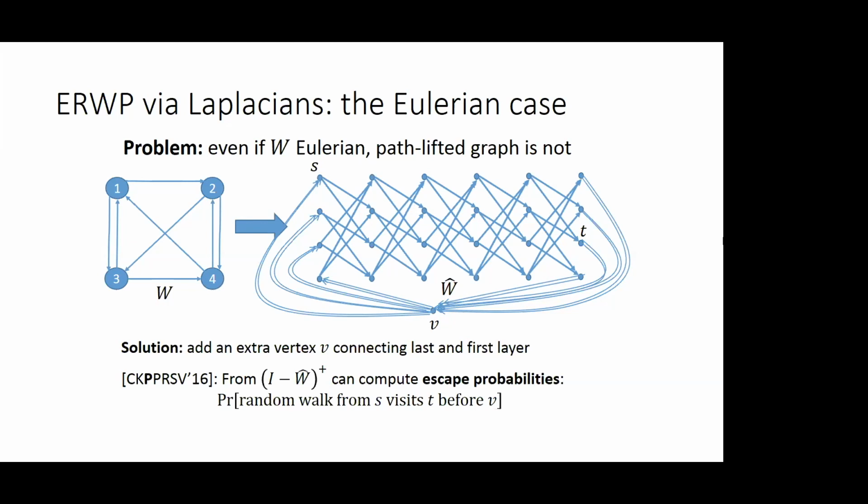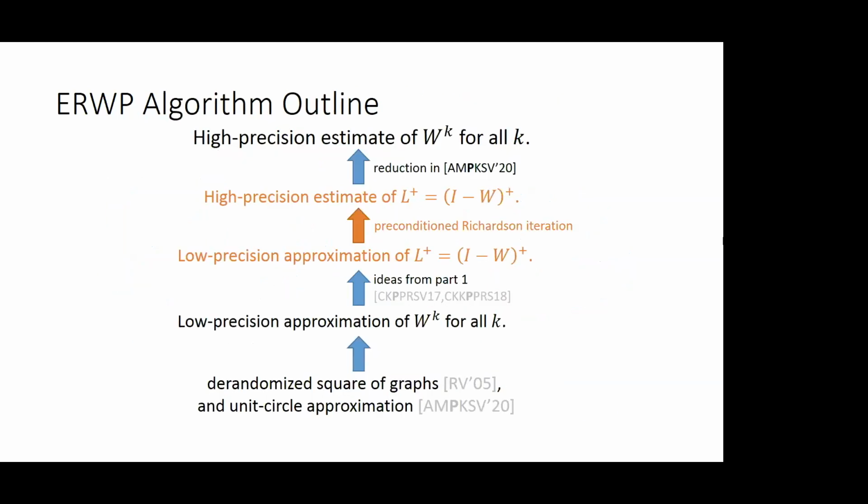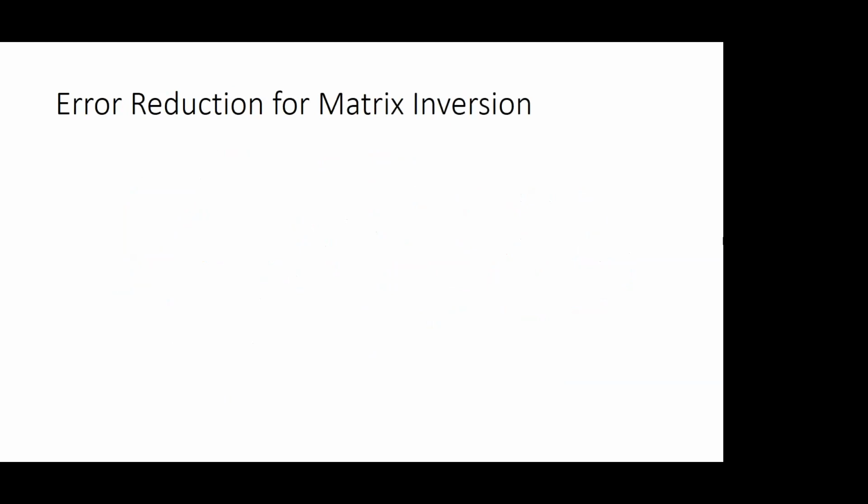And of course, this graph is potentially going to be polynomially larger than the original graph, but because we're in a low space setting, that's actually fine, as long as it's only polynomially larger, not more than that. Okay, so that's how we take a high precision estimate of L pseudo inverse and turn that into a high precision estimate of W to the k. Now we're going to talk about how we take a low precision approximation of L pseudo inverse and boost it to a high precision estimate using preconditioned Richardson iteration.